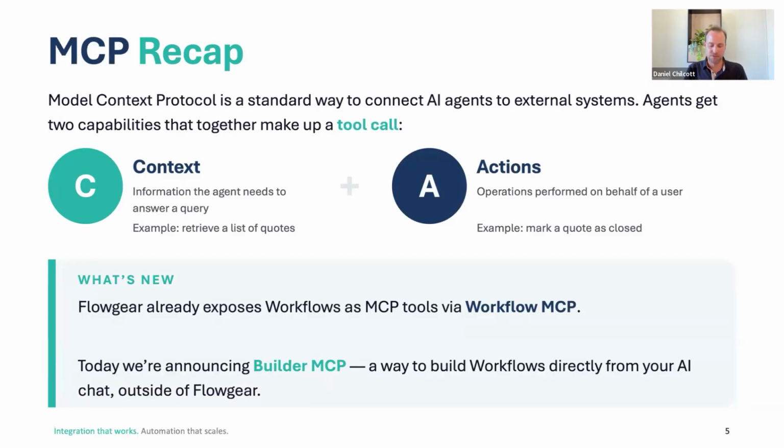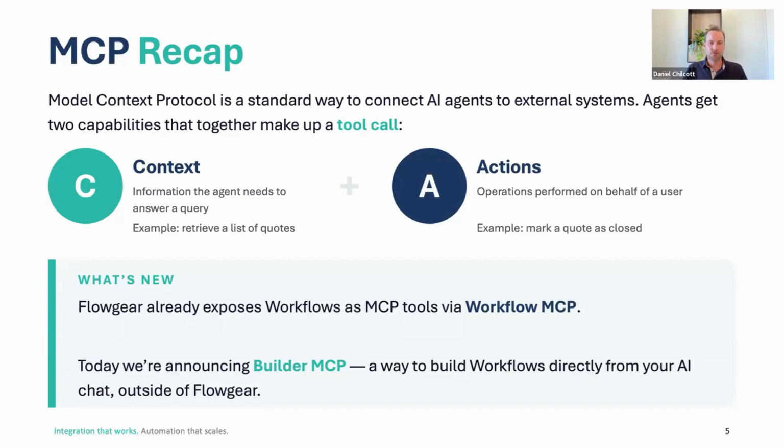So the types of calls that an agent needs to make can roughly be broken into two categories. First, context, and then second, actions. So under context, what we're saying is that an agent, to be able to answer a user's question, might need context information provided to it, such as a list of quotes when asked to understand the pipeline of quotes that are at a certain stage based on an opportunity, for example. And then secondly, under actions, the actions tools enable an agent to take an action on behalf of a user, such as closing a quote or changing its status based on a user's request.